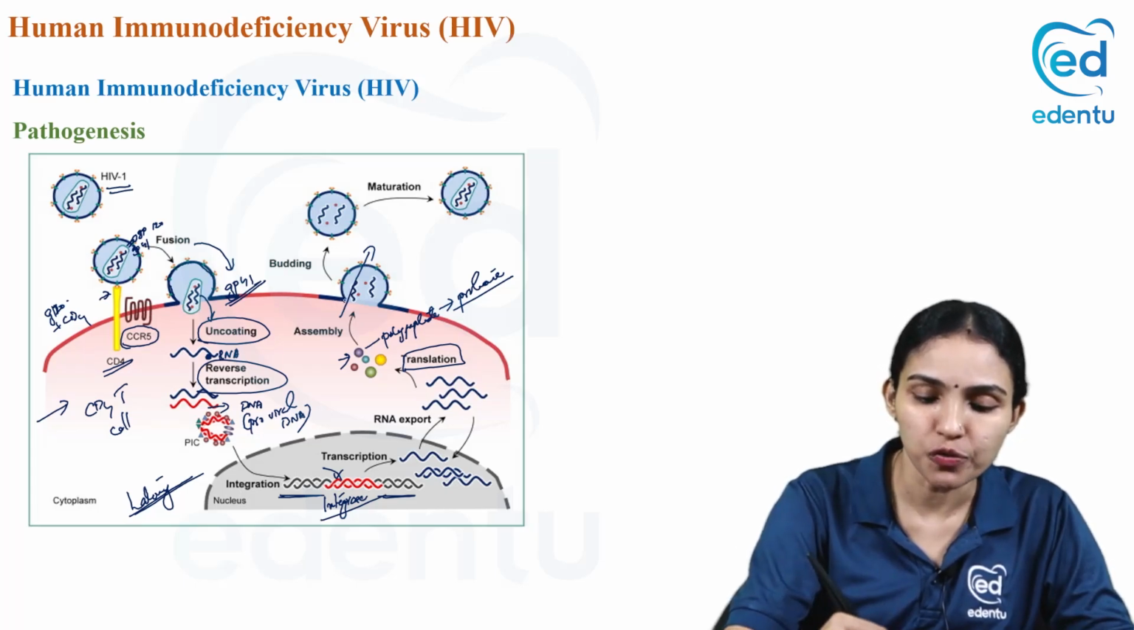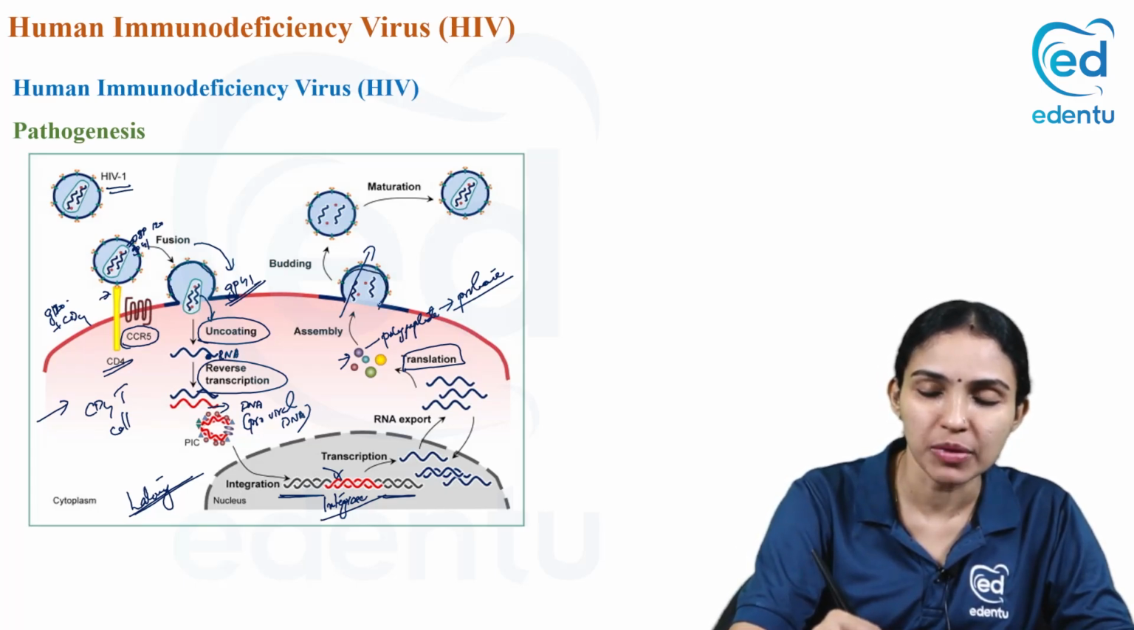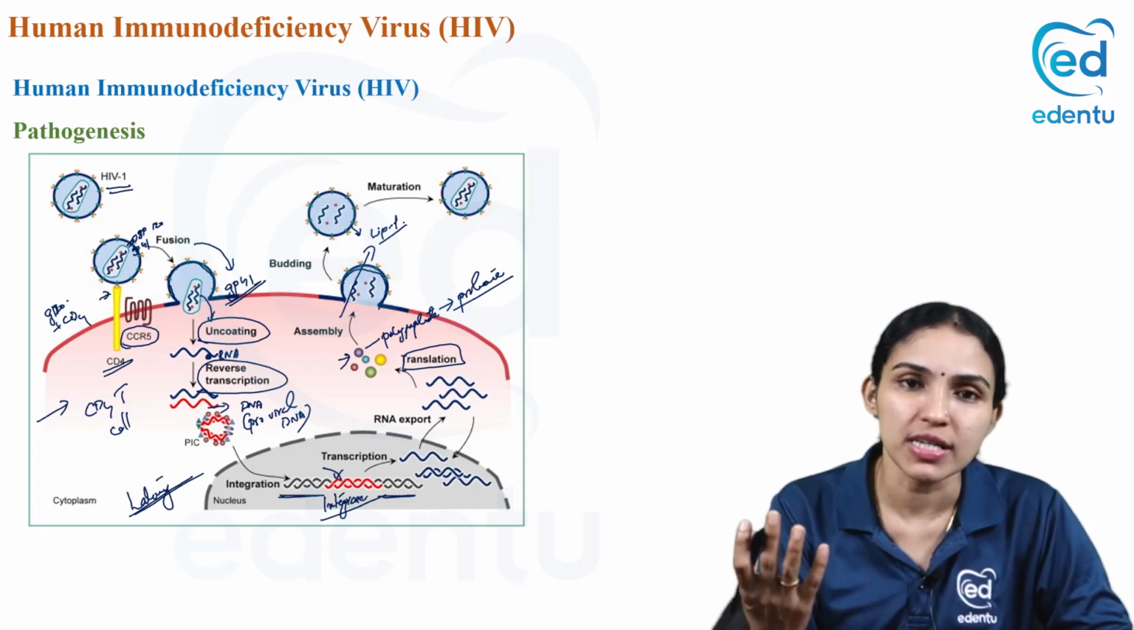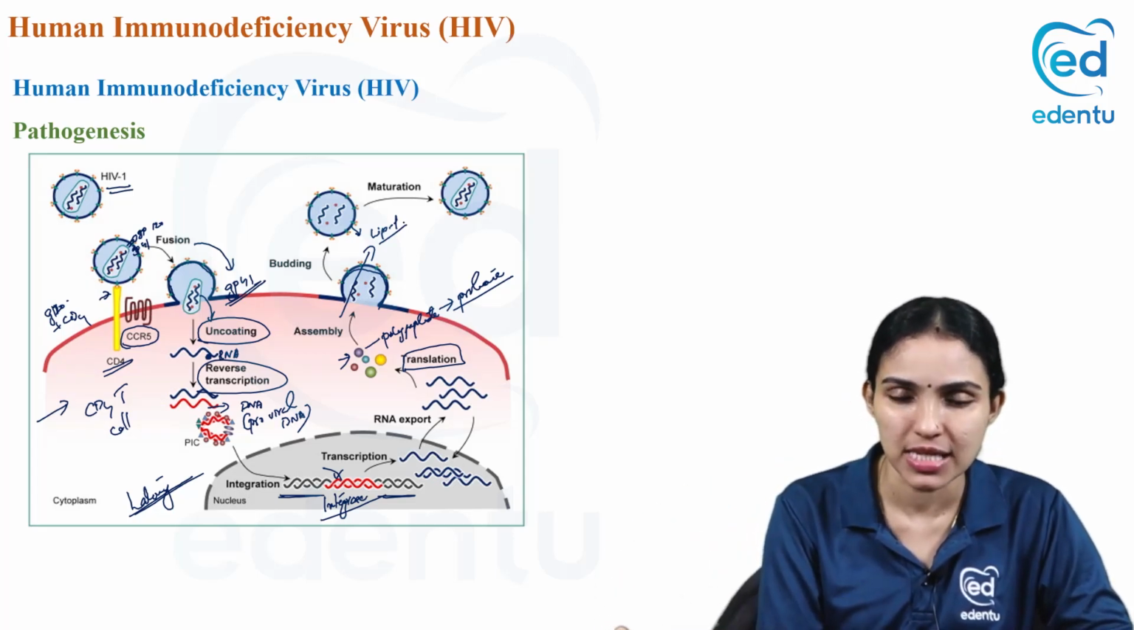And during budding off, it will acquire a part of the cell membrane along with it. That is how it gets the lipid envelope. It is actually acquired from the host cell membrane. So it comes out, and the whole virus is coming out. It is attacking the other cells now.